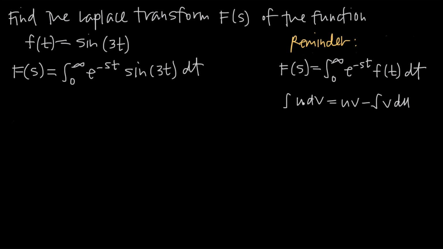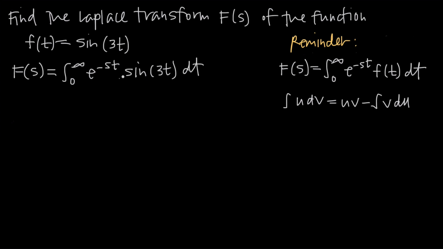So the integration by parts formula, remember, is u times dv. When we have that inside the integral, it's going to be equal to u times v minus the integral of v du. So really, we just need to identify u and dv, and then find u, v, du, and dv.